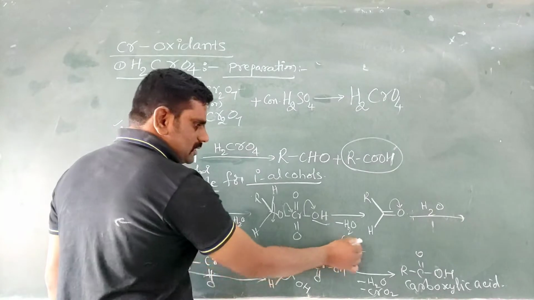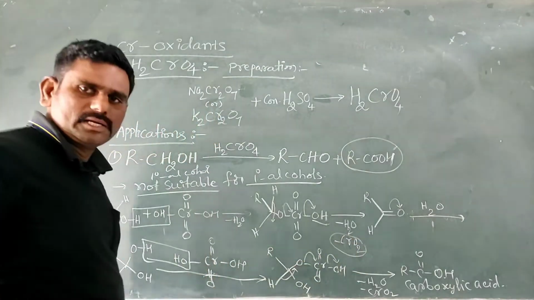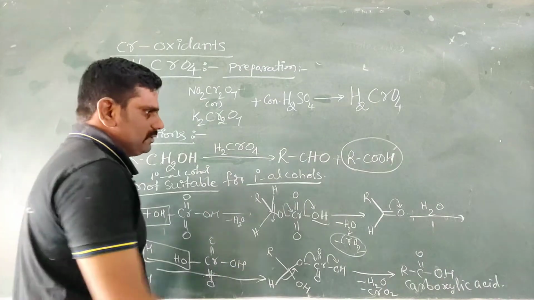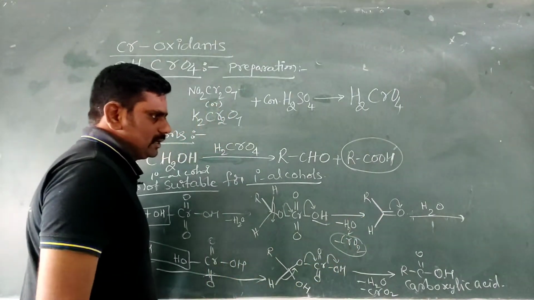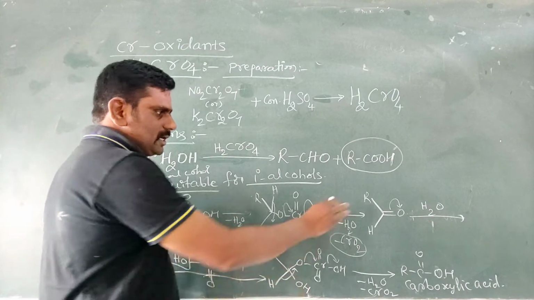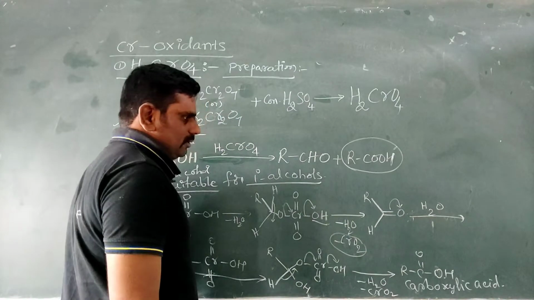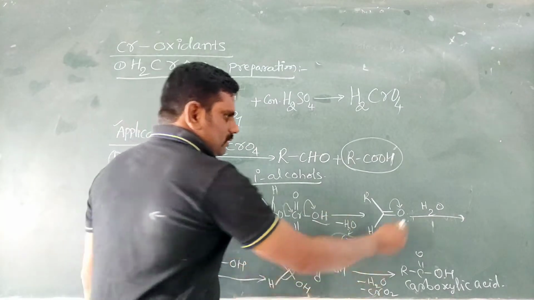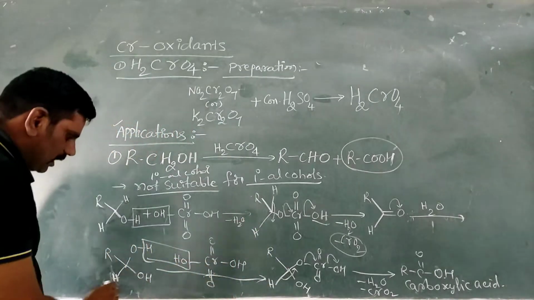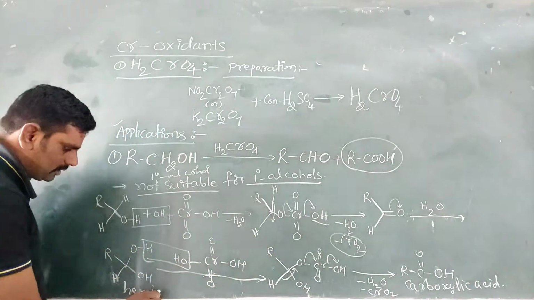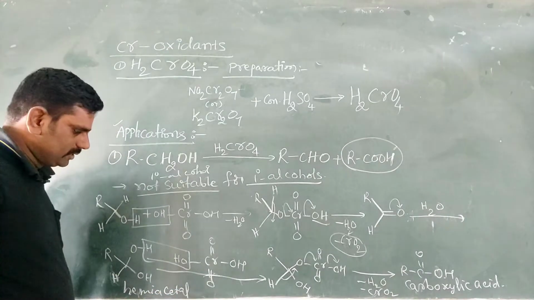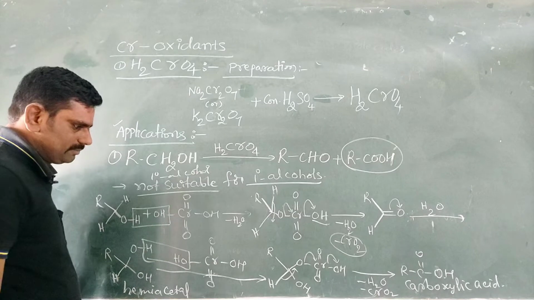It is a little toxic one. In this reaction a little toxic byproduct is formed. It is one of the limitations. And finally, carbonyl compound, aldehyde, is formed. But the reaction does not stop here. When aldehyde is formed, it reacts with water and forms a hemiacetal. When hemiacetal is present in the solution, it again reacts with chromic acid.